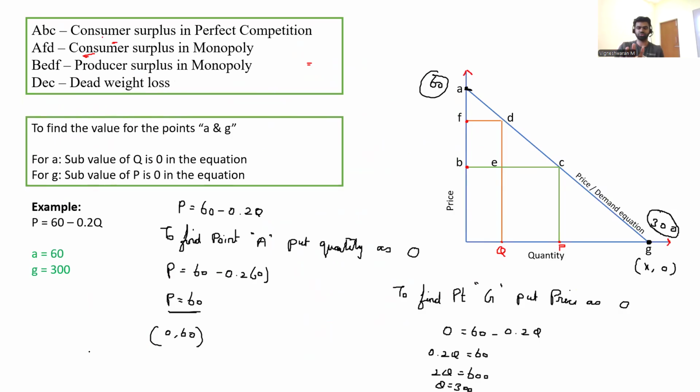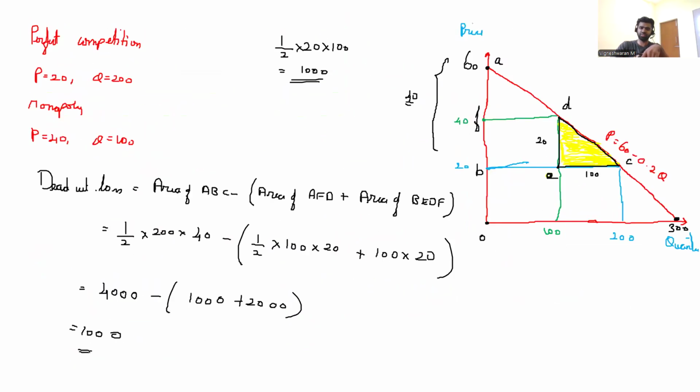So what we have to do, if a question on deadweight loss is given, is find the profit maximizing price and quantity. Then we have to plot that in a graph. In the graph, find the coordinates A and G. That is very important. To find the coordinate of A, put quantity as 0. To find the coordinate of G, put price as 0. Then you will get the points, plot everything in a graph, then use the formula.